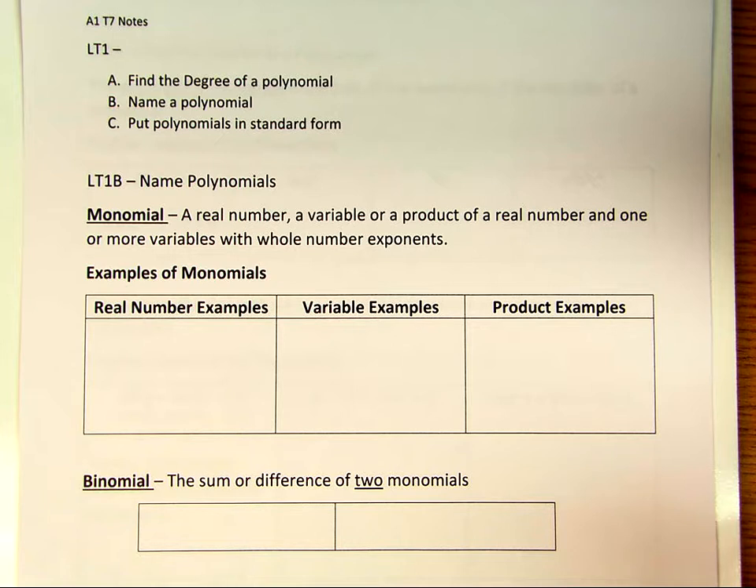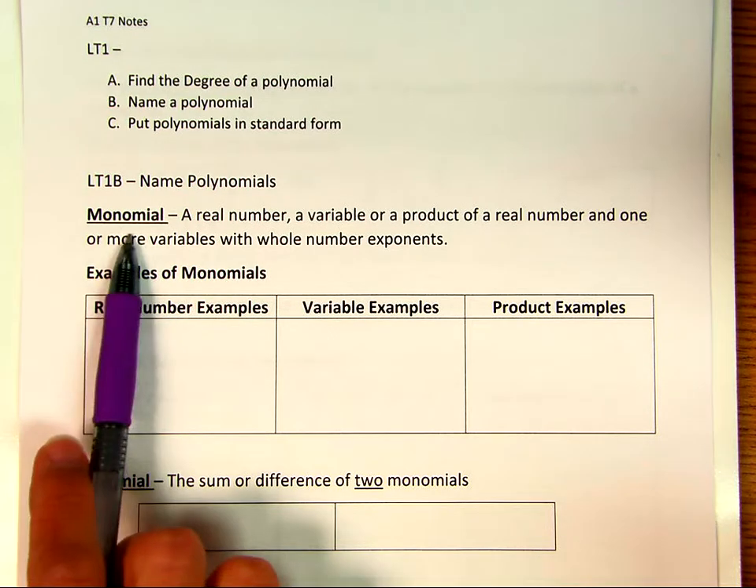So our goal today is to be able to find the degree of a polynomial, to name polynomials, and to put polynomials in standard form. So to do that, we need some definitions. You'll see the definitions are bolded with underlines.